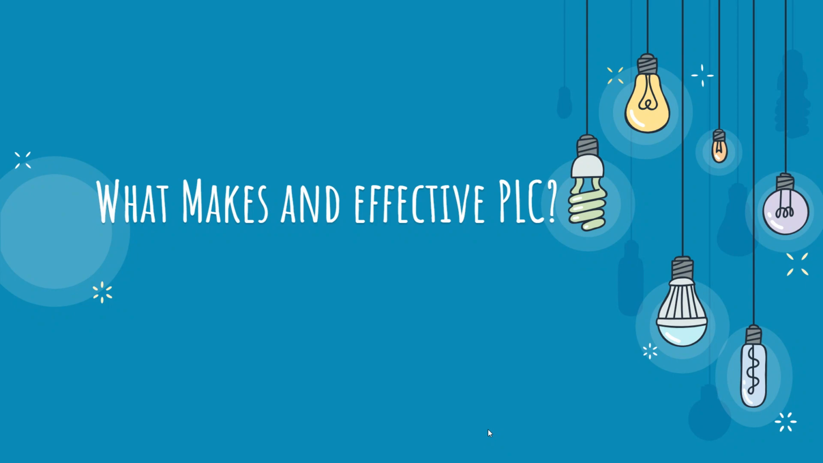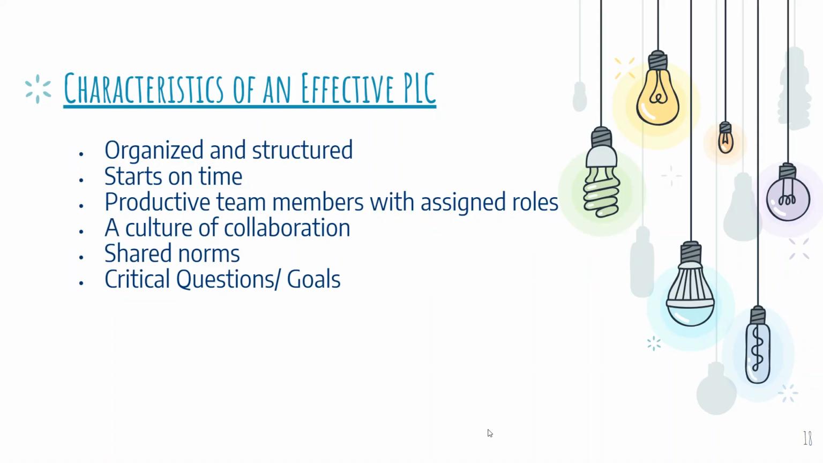What makes an effective PLC? We are organized, we're structured, we start on time, we're productive, we work together, we have a set of shared norms, and we're all working on answering the critical questions in order to reach our goals. This is what an effective PLC looks like. It's collaboration at its best.